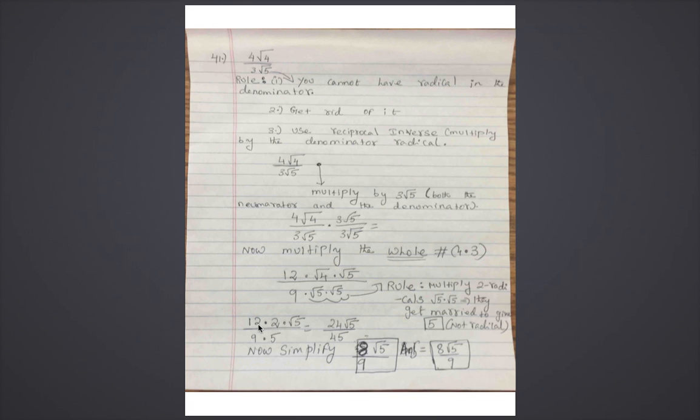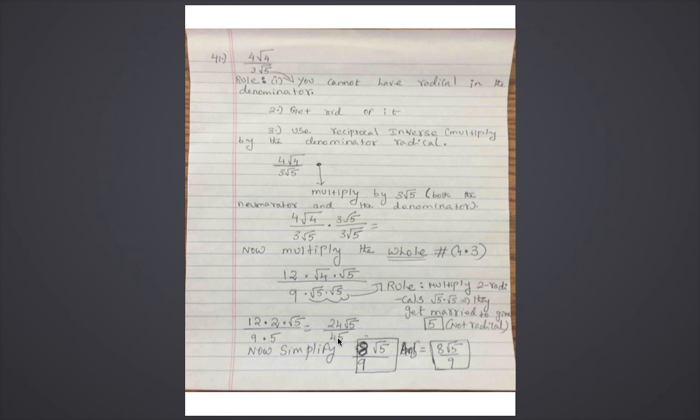So if you look at it, I have 12 times radical 4, which is 2. There's nothing I could do to radical 5 because it's a prime radical, and I write it as such. And at the bottom, I have 9 times radical 5 times radical 5, which just gives you 5. Now you multiply. 12 times 2 is 24, radical 5 all over 45.